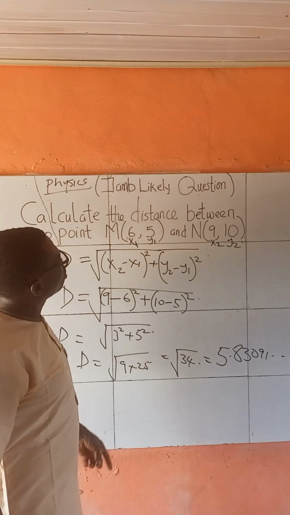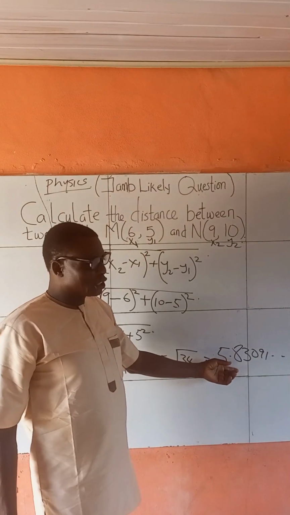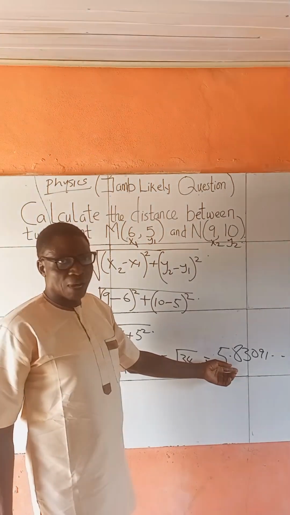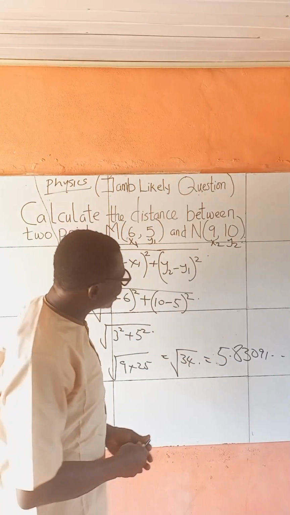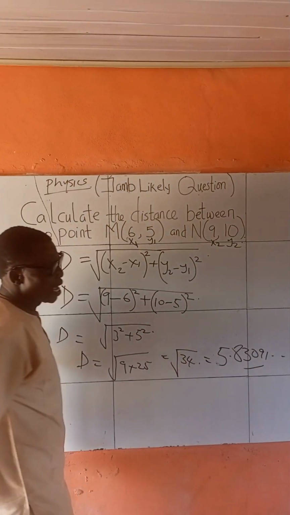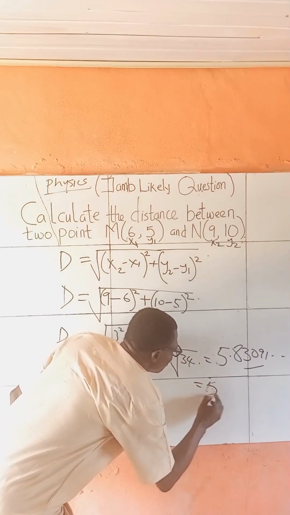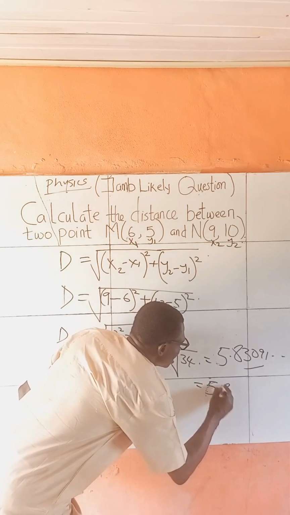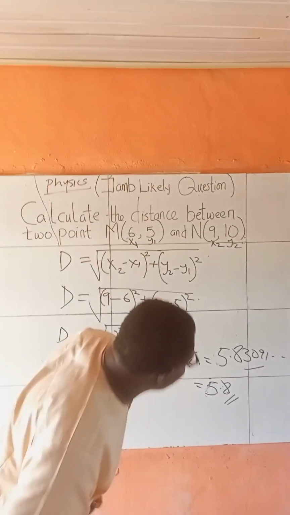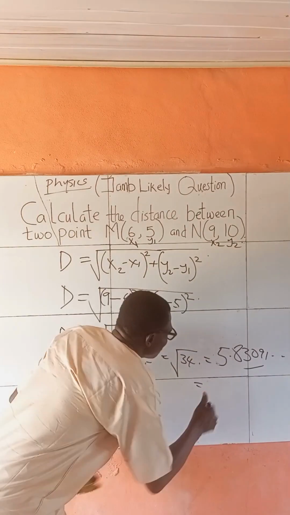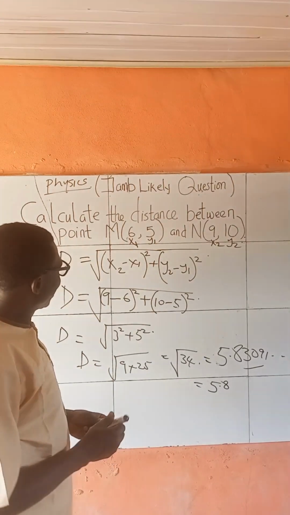The question did not ask you for how many decimal points. It is your responsibility to determine how many decimal points. If it was in meters, then you would know how many decimal points. But since we were not given any unit, this will give me 5.8 as my answer. 5.8 as the final answer.